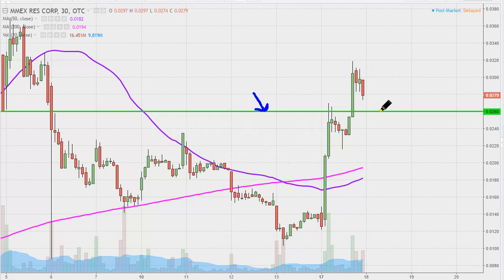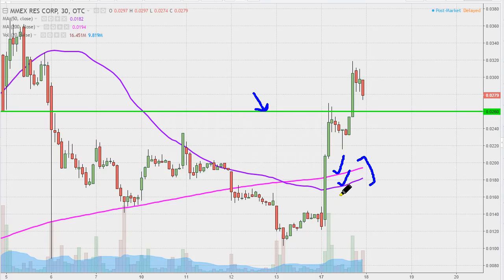In the event the price cannot hold above it, the next levels of support to keep an eye on are going to be the moving averages down here. You have the famous 200 period, that pink line, and then the famous 50 period, that purple line. And definitely going forward, you want to see the price stay above those now that it's gotten above them.